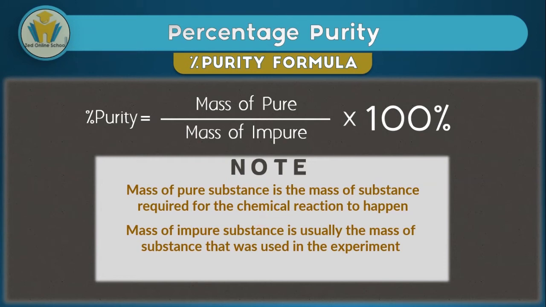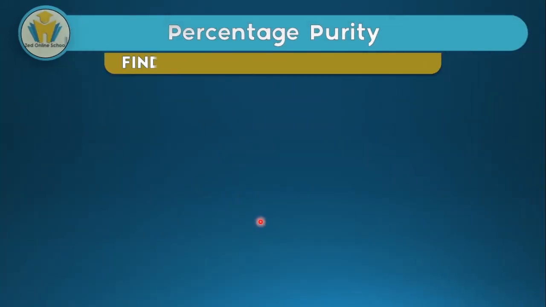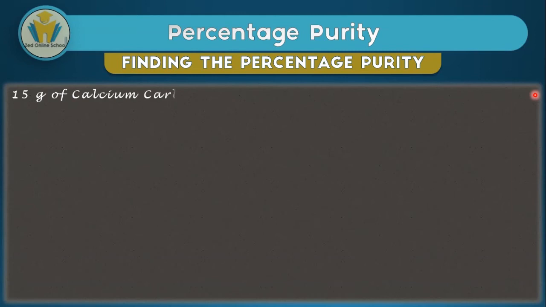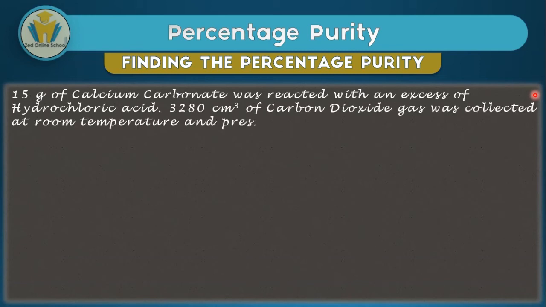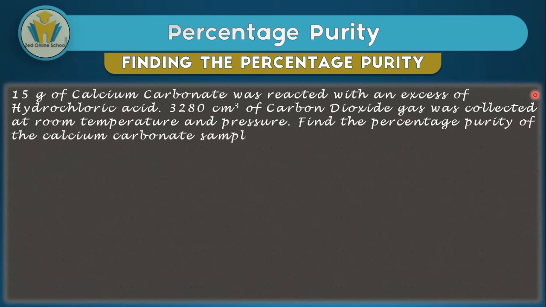Let's look at an example for you to get what I mean when calculating percentage purity. In this question, we've been given 15 grams of calcium carbonate, which is reacted with an excess of hydrochloric acid, producing 3,280 cubic centimeters of carbon dioxide gas at room temperature and pressure. We've been asked to find the percentage purity of the calcium carbonate sample.